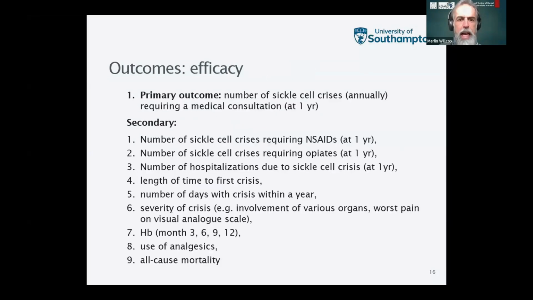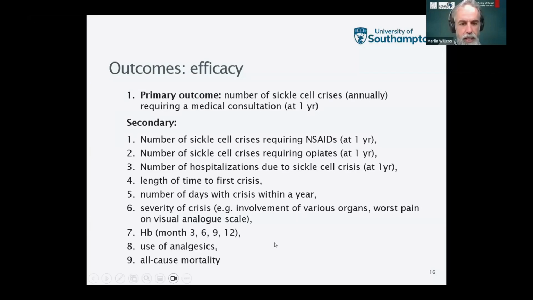So in terms of the outcomes, there are many possible outcomes, and this is a long list of all the outcomes that we discussed, but you do have to decide which is the primary outcome that you're going to choose, because, as you'll see in a minute, that determines how you calculate the sample size. So after discussion with the study team, we decided that the primary outcome we were going to choose was the number of sickle cell crises per year requiring a medical consultation.